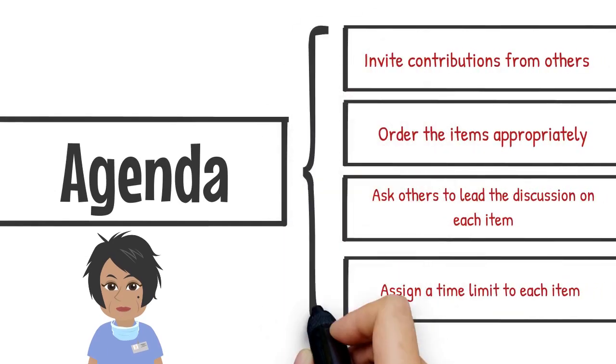Setting the agenda is probably the most important part of planning any meeting. You may have regular standing items, but don't forget to invite others to contribute to the agenda. Order items so that items that don't require much discussion are dealt with first. Ask others to lead the discussion on items that are relevant to them.